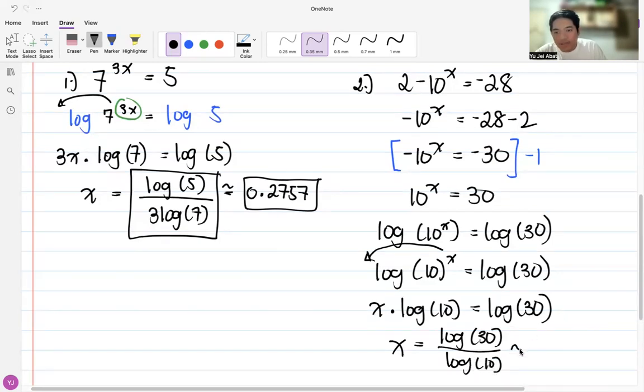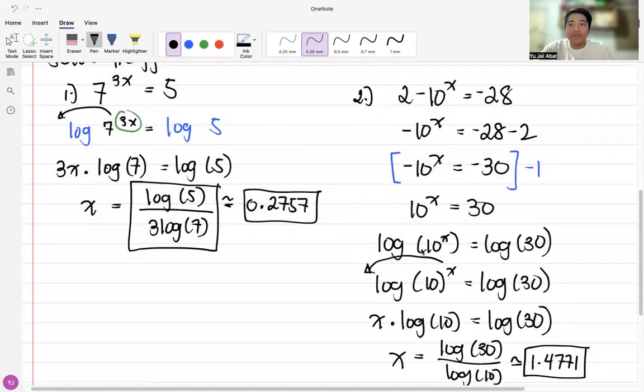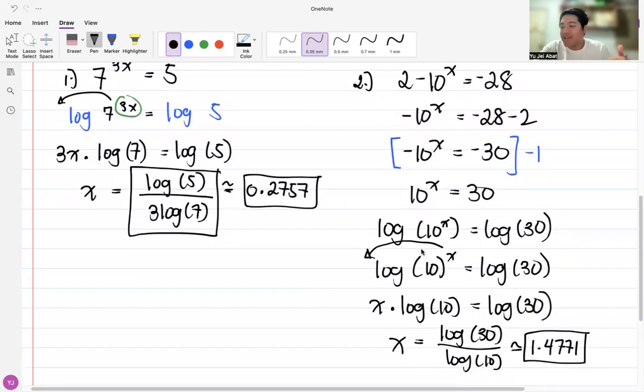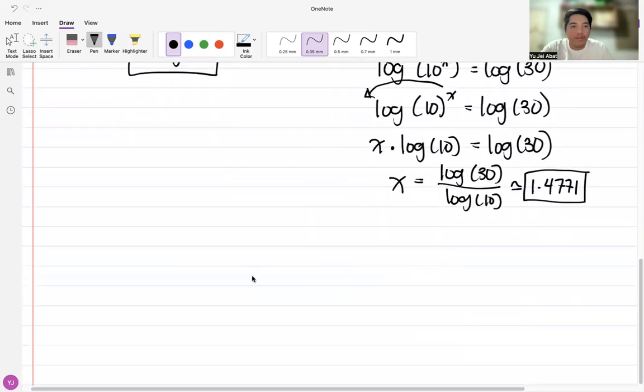Okay, so in that way we have 1.4771. That is our answer for number 2. All right, so pretty much easy. No? If we know the properties of logarithm, it's very much easy to solve these types of problem. Okay, so for number 3, let us try.